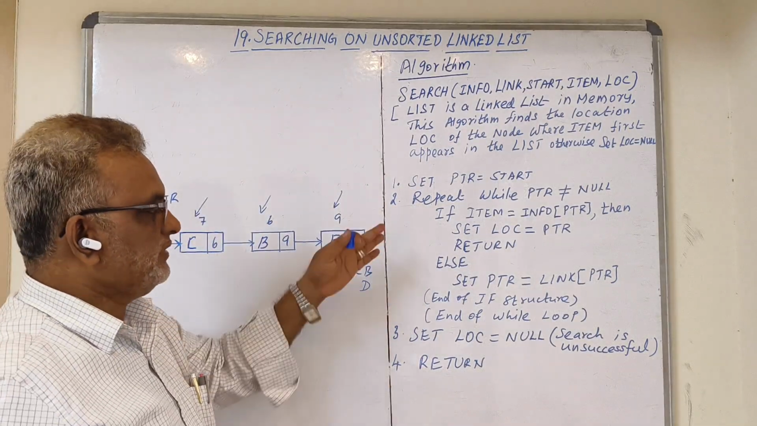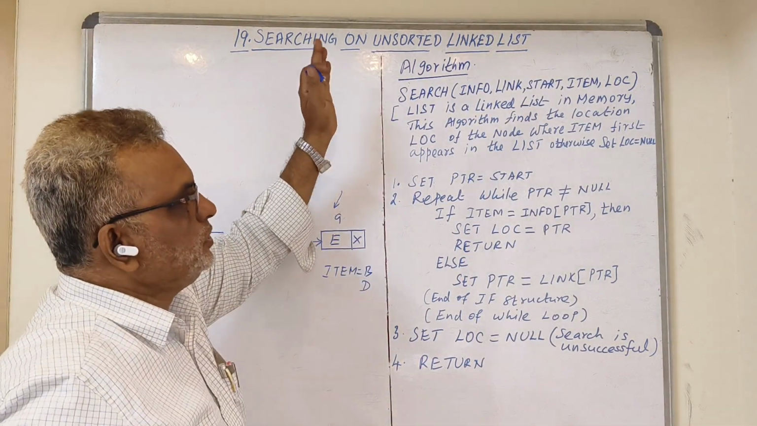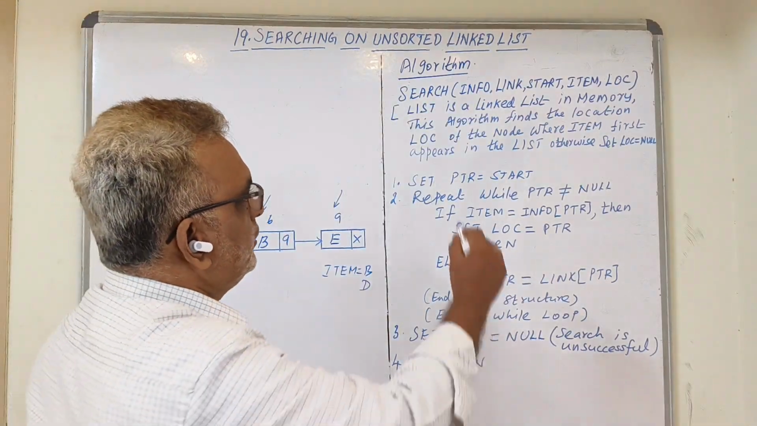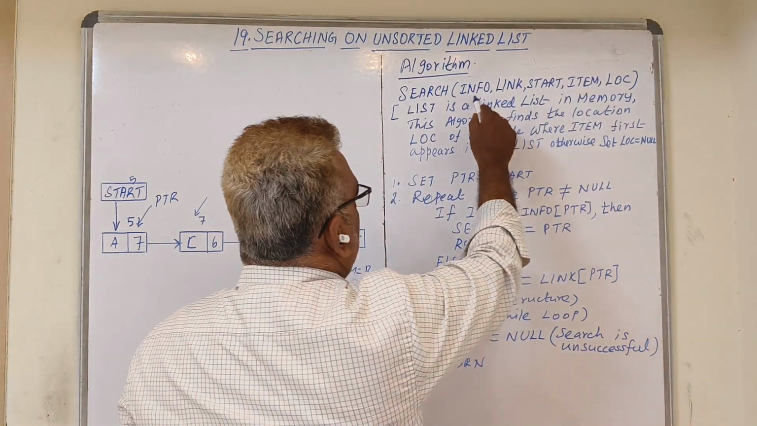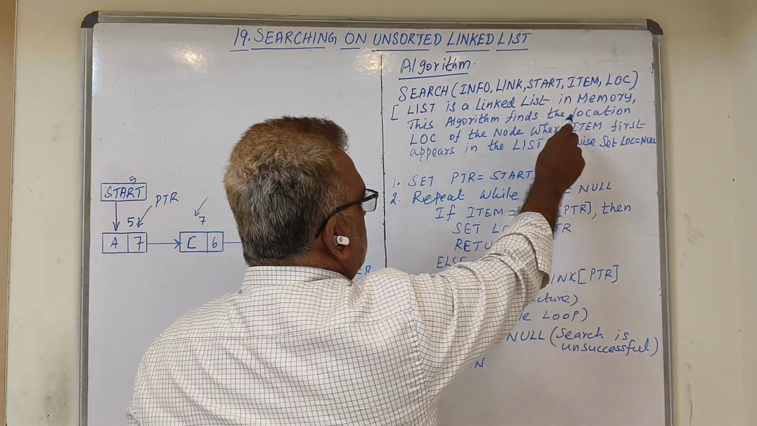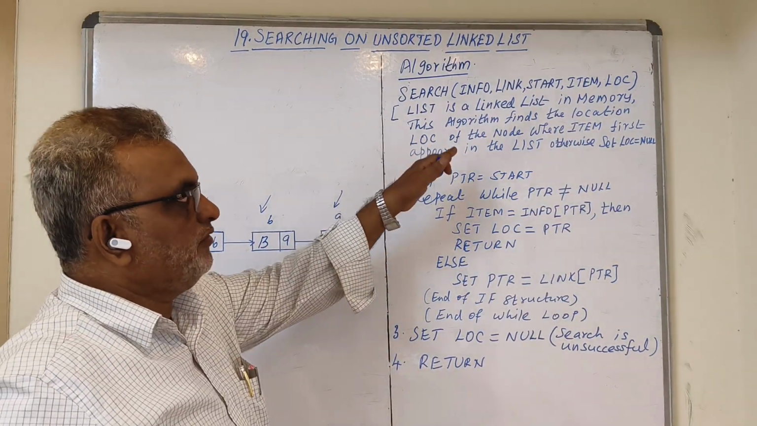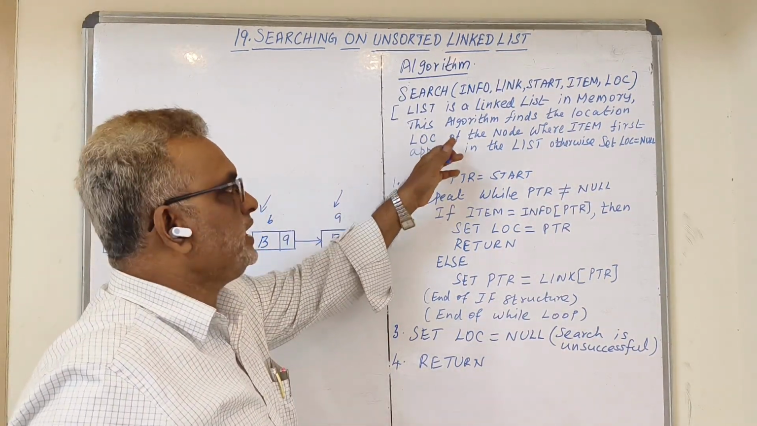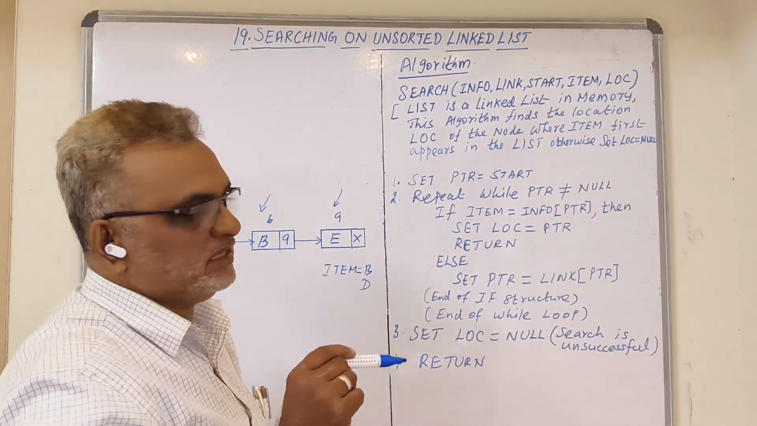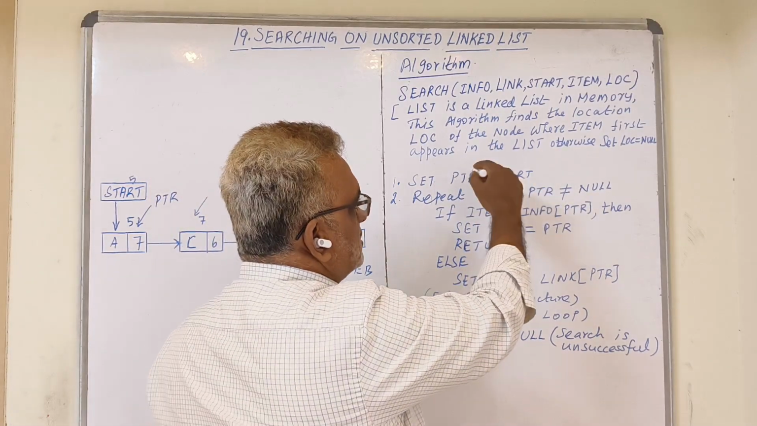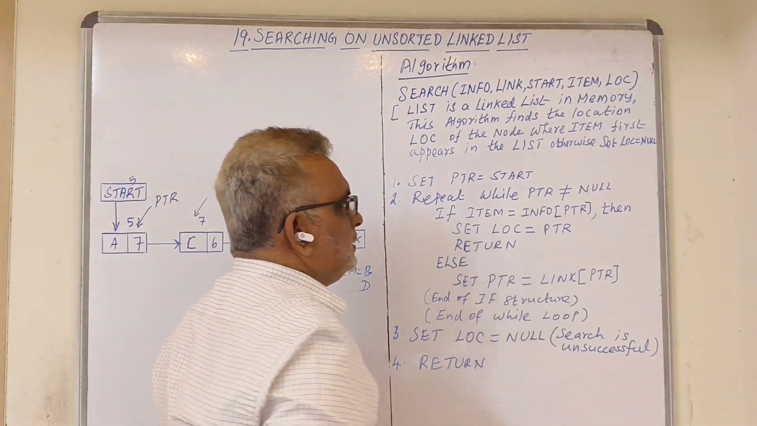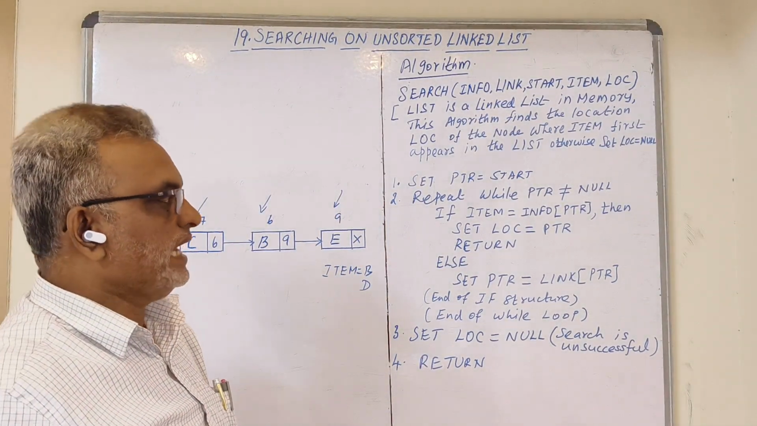So this is the algorithm that is given here. Let us see the various steps. In the search algorithm, these are the important variables we are going to use: INFO, LINK, START, ITEM, and LOC. LIST is a linked list in memory. This algorithm finds the location LOC of the node where the item first appears in the list. If the item is not available in the list, we set the location to null.